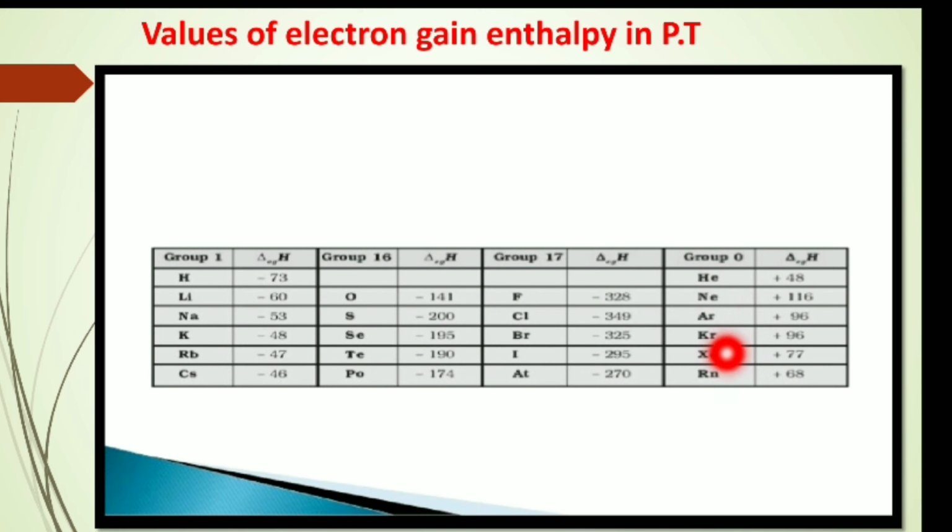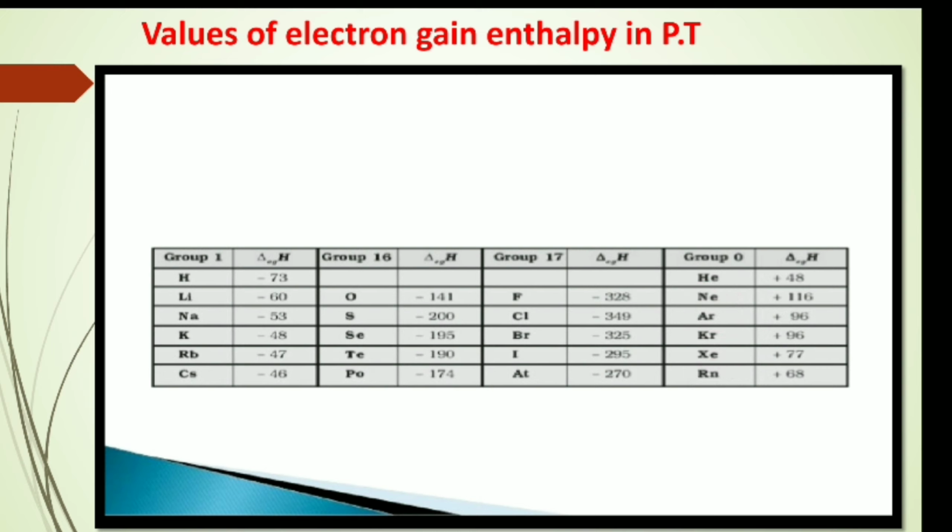Then the noble gases show positive electron gain enthalpy due to their stability. One of the exceptions is what? The stable electronic configuration elements show positive electron gain enthalpy. The highest electron gain enthalpy is shown by more electronegative elements, but positive electron gain enthalpy is shown by noble gases.